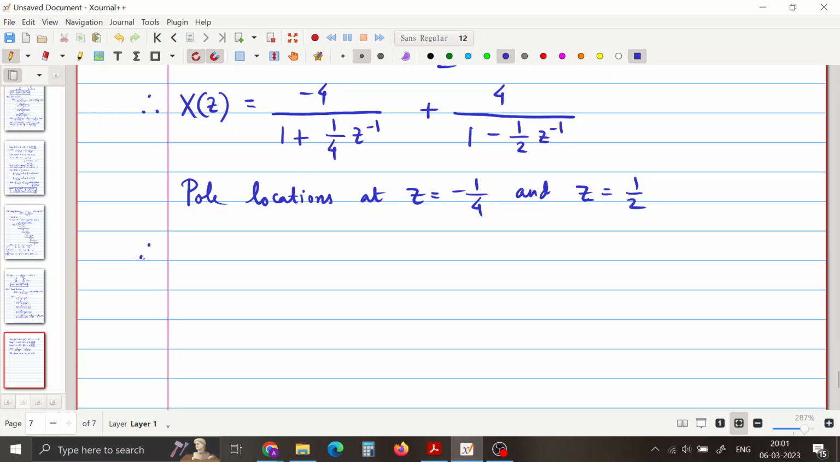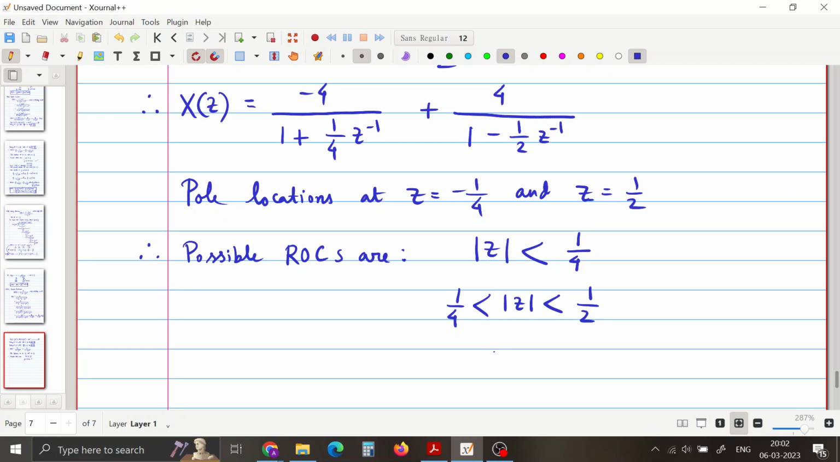Therefore, possible ROCs are, first one is the interior of the smaller circle, which is mod z less than 1 by 4. Second possibility is the annular region between the two circles, and the third possibility is mod z, so outside the larger circle, mod z greater than half.